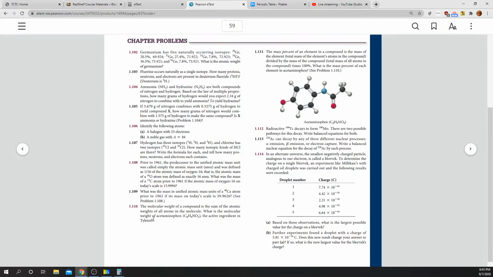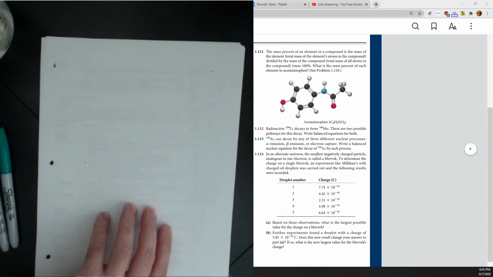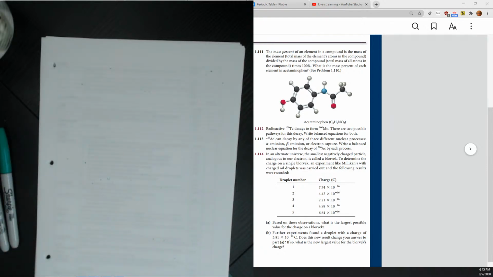All right, and finally, 110. The molecular weight of a compound is the sum of the atomic weights of all the atoms. What is the molecular weight of acetaminophen, the active ingredient in Tylenol? C8H9NO2. All right. This again, fairly straightforward sort of arithmetic problem.